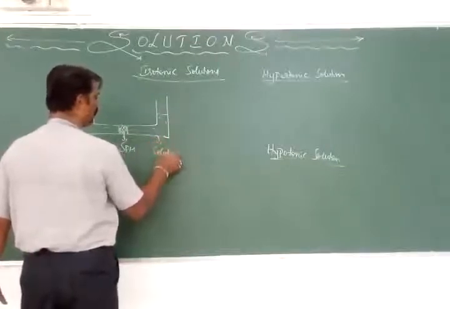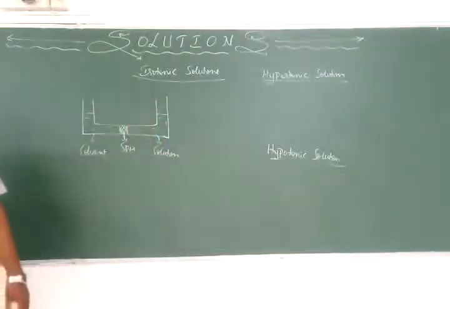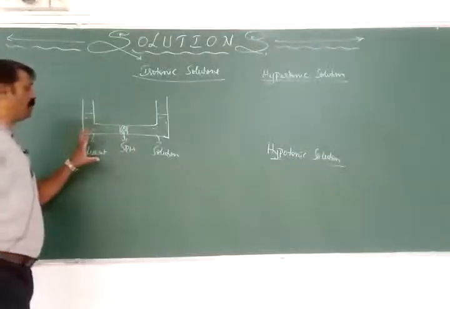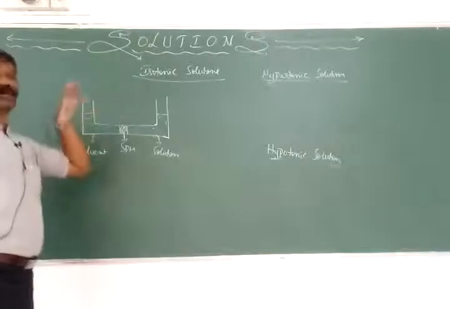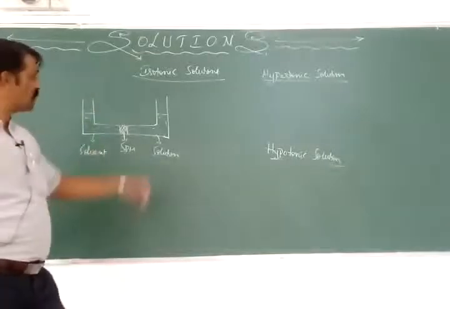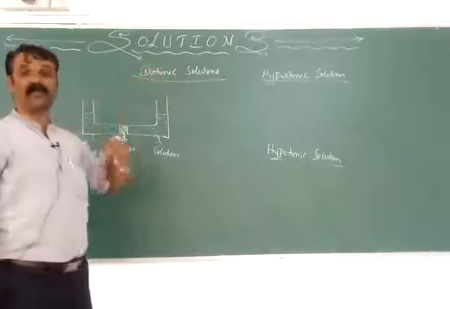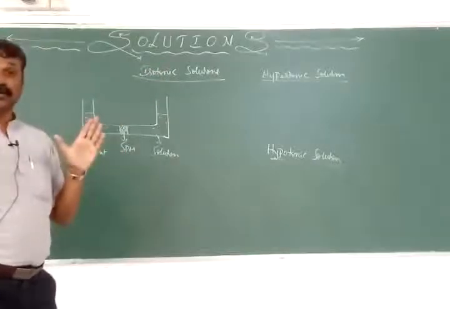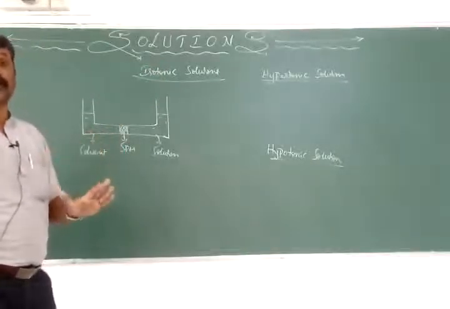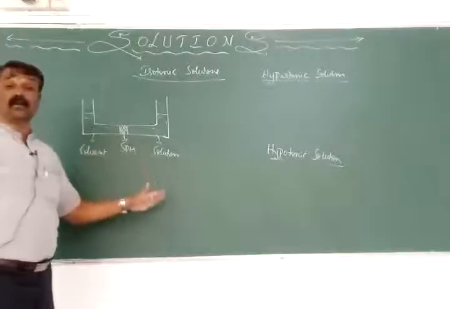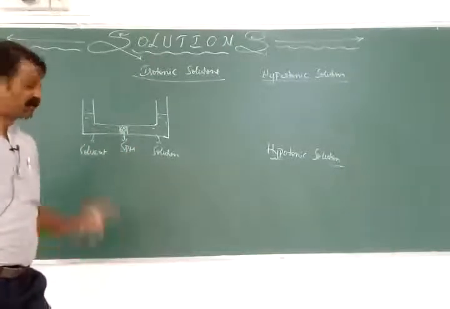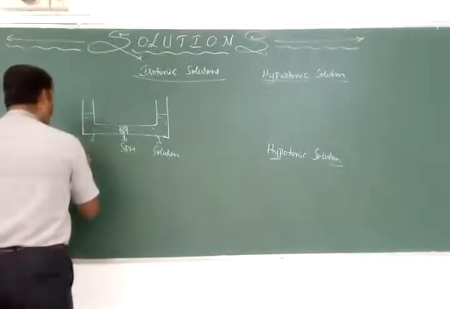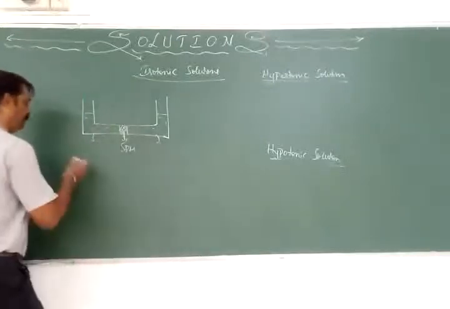No doubt, the level on this side goes on increasing and this goes on decreasing, and that is the osmosis. And whatever pressure we have to apply, the solvent molecules do not move from the solvent to the solution. To prevent that osmosis, we call that pressure the osmotic pressure.